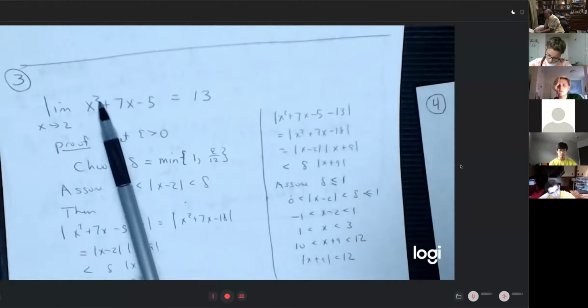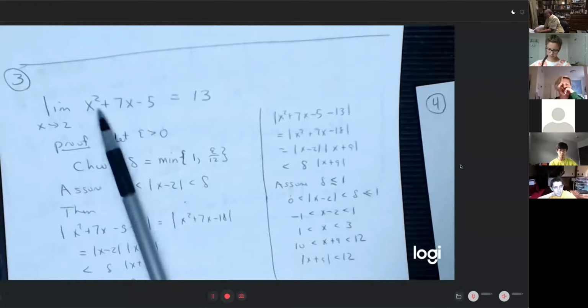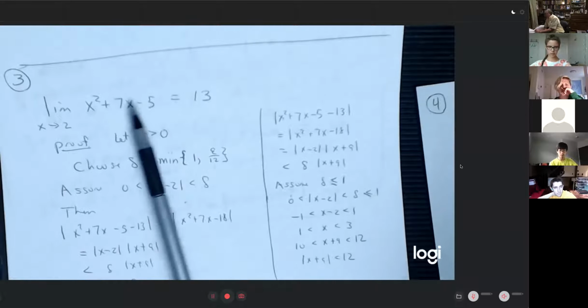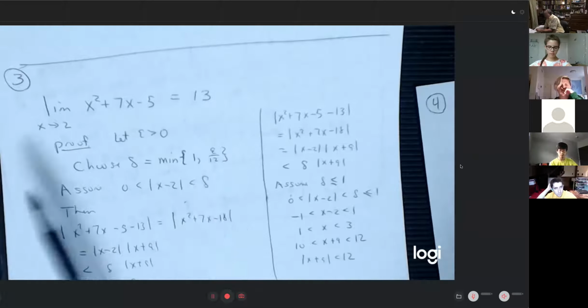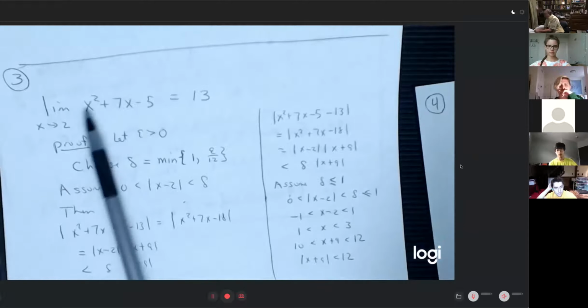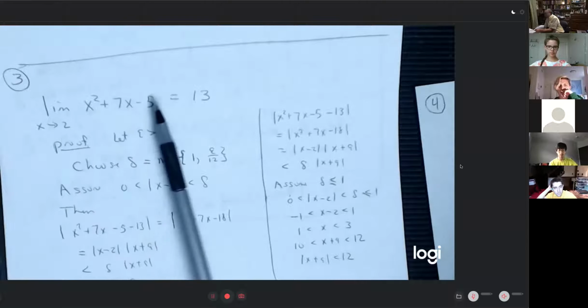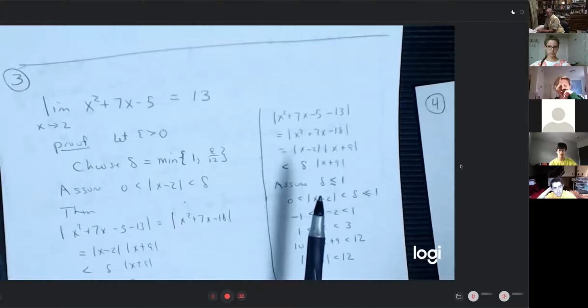And the theory I gave you says all you got to do, because you know all that, is stick the 2 in this whole thing and see what you get. So if you did that, you'll get 4 plus 14 minus 5, which I think is 13. So when I later see this, I'll say, hey, that's a polynomial. It's continuous. If I have to take a limit, I just stick the number in. That's what we'll do later.